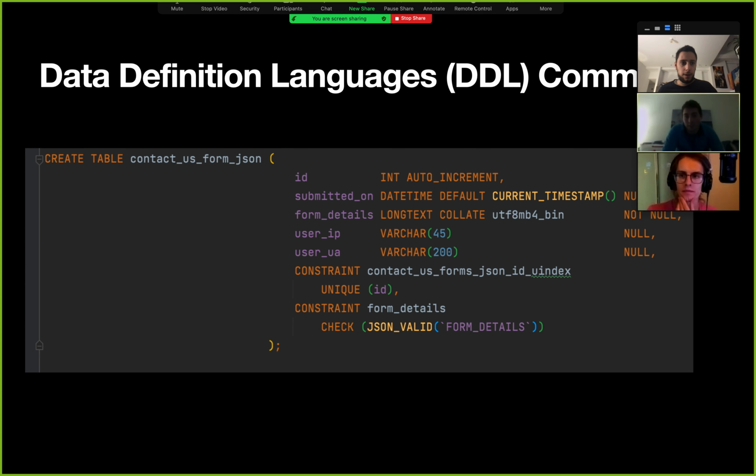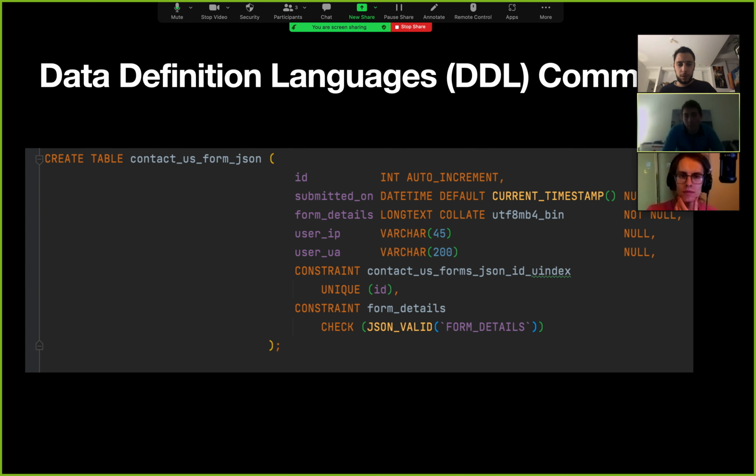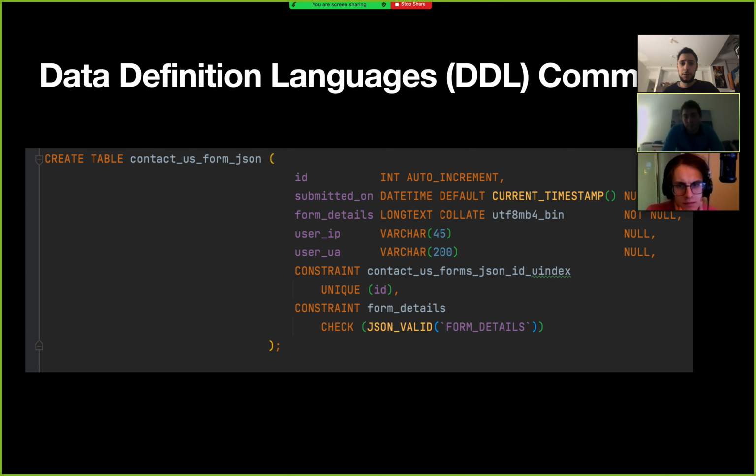Okay, so you have SQL, which includes your queries, as well as DDL, which is part of your query language. And that means data definition language. And this is an example of what that might look like.